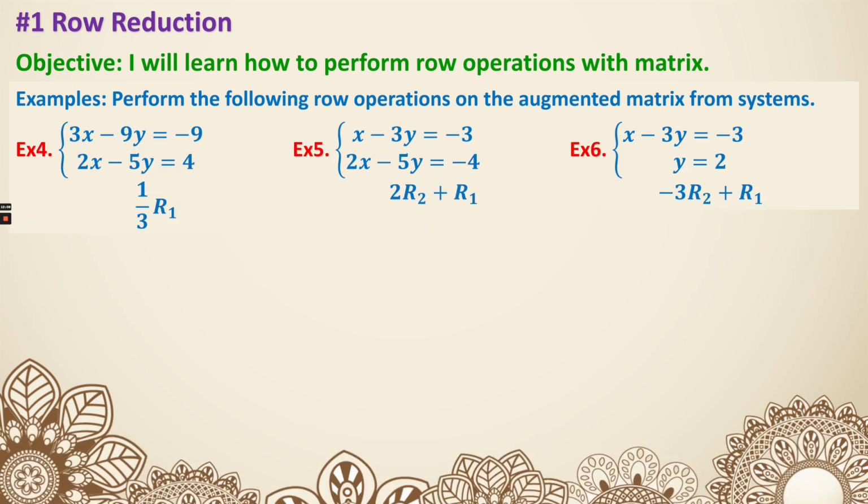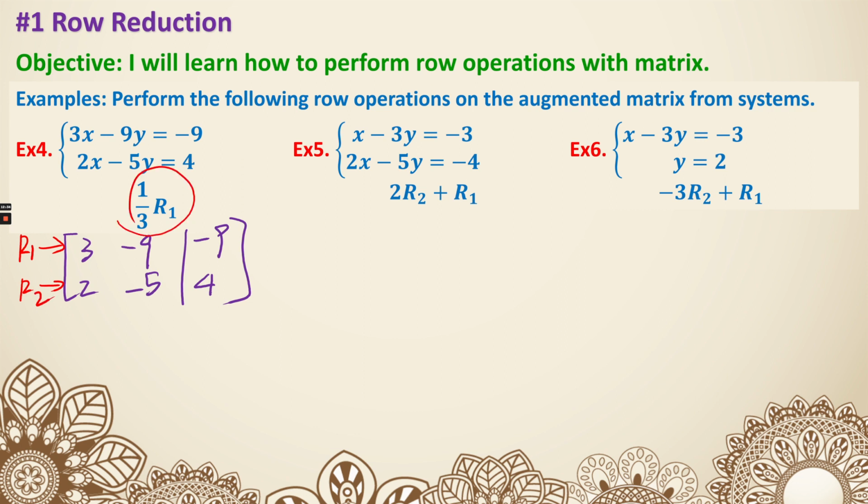First one is simple. Well, row swap is the simplest because all you need to do is just switch them. So let's actually talk about the other ones. But first, you do need to write down the augmented matrix. For example, 3, -9, 2, -5, and on the right side we have -9 and 4. Clearly, this is our first row and this is our second row. The question said 1/3 times row 1. That means I'm going to multiply everything in the first row by 1/3, and I will get a new matrix.